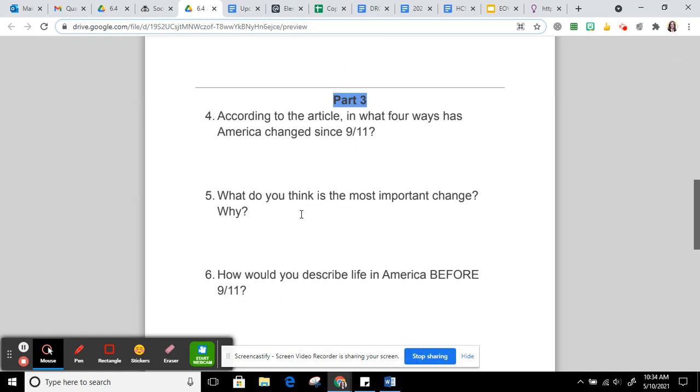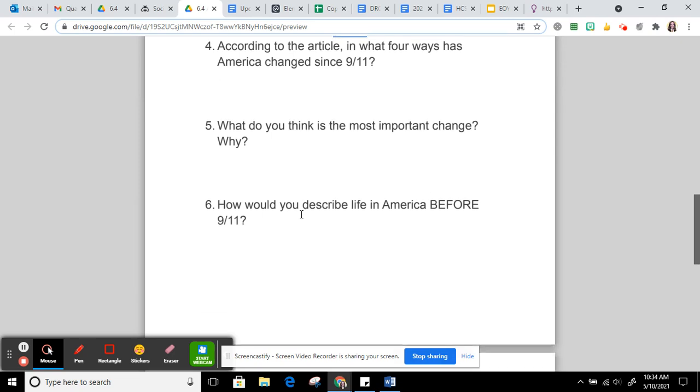Number 4, according to the article, in what 4 ways has America changed since 9/11? So after 9/11 happened, how has America changed? What were the 4 ways that we as a country changed? Number 5, what do you think is the most important change and why? Don't forget to explain why you think the most important change is the most important.